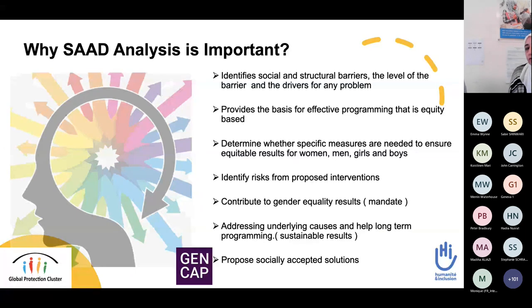Yeah, adding to what Sabrine was saying, considering all of that will contribute to equality of results. And that is our mandate. We are working as humanitarians. We are not leaving anyone behind. We are targeting all of the community without any discrimination. And this is our own mandate. This is why we have to look at the different needs of the different groups. Addressing underlying causes helps long-term programming. When we understand what the issues are, we save money, save effort, save human resources.